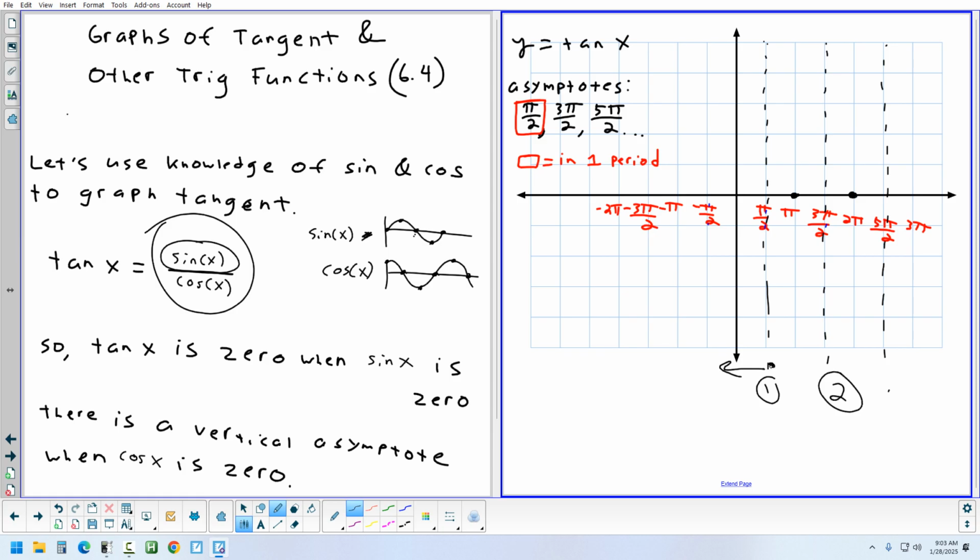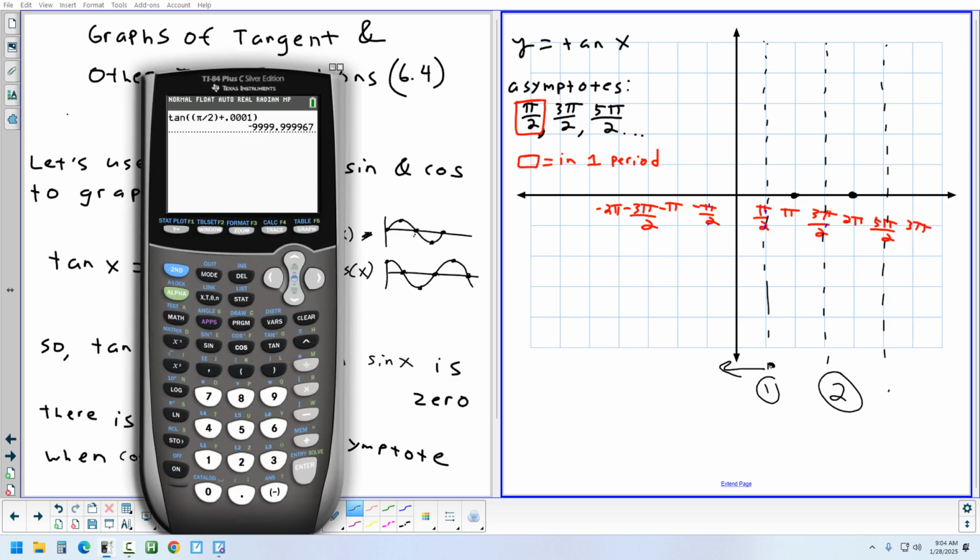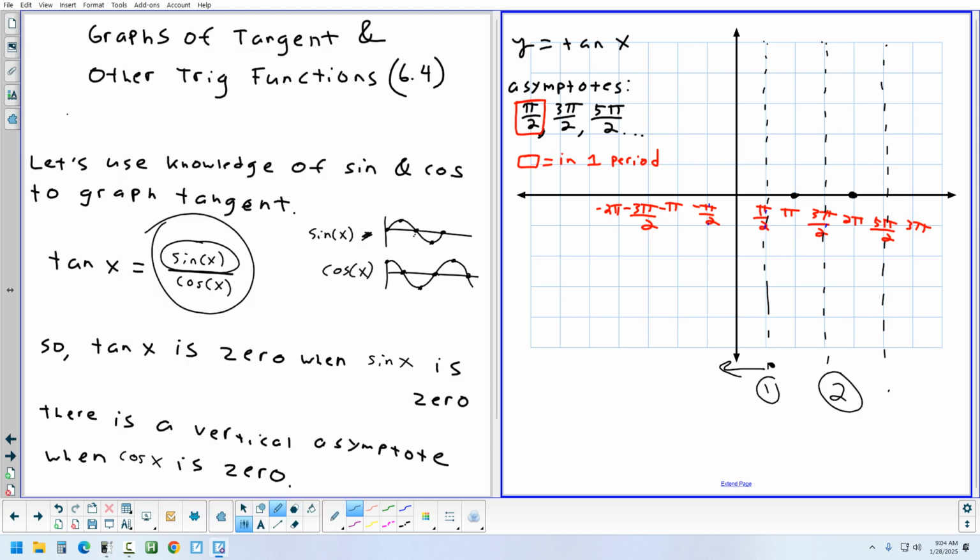Now, we still want to stay between asymptotes 1 and 2, but I want to check what's happening to the left of asymptote 2. So would that be a number a little smaller or bigger than 3 pi over 2? Yep. Slightly smaller. So let's see what happens if we do the tangent of 3 pi over 2 and just make it slightly smaller. Okay. What's happening to my y value as I approach asymptote 2? Yep. It's approaching infinity. So let's pretend that's at infinity. It's as high as I can go.